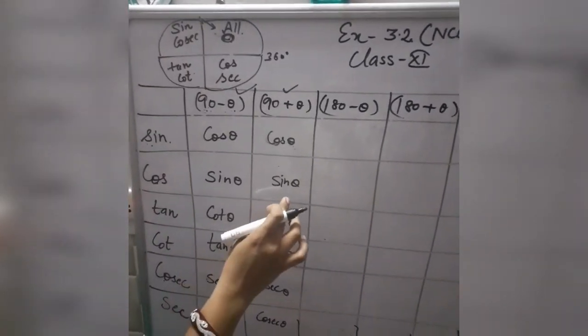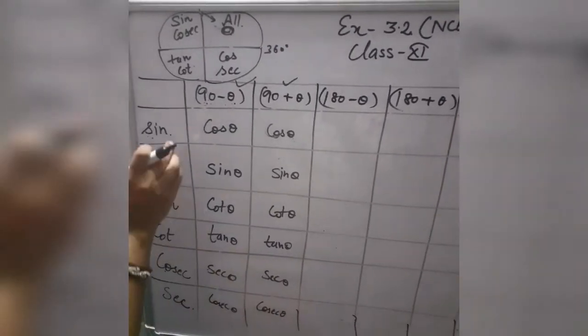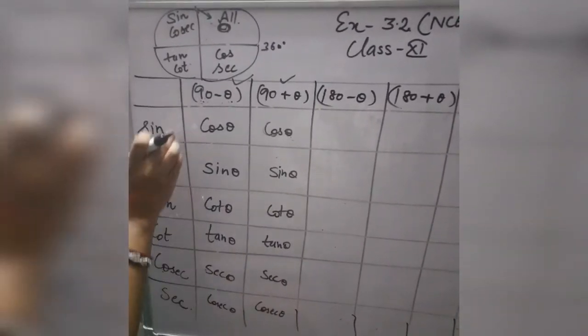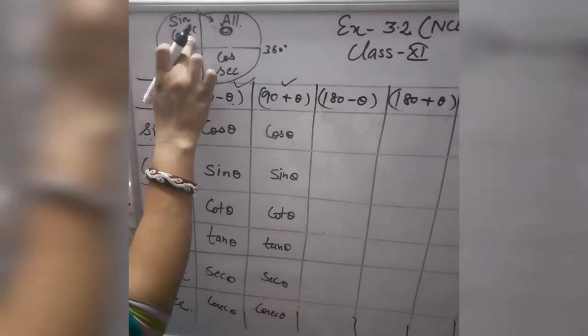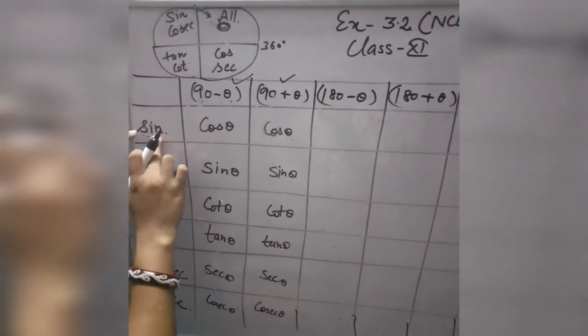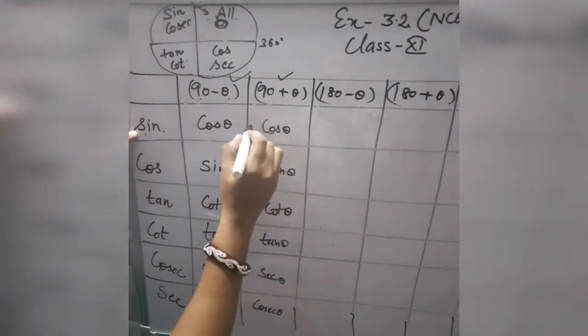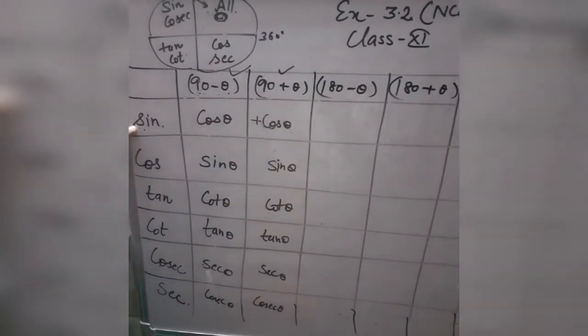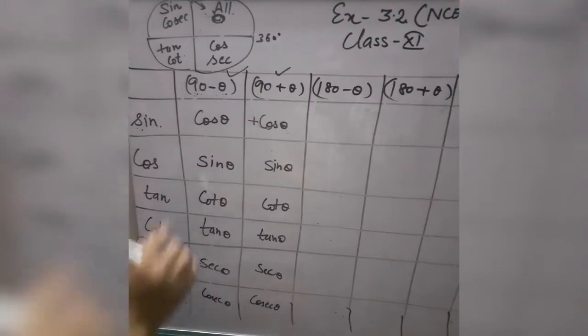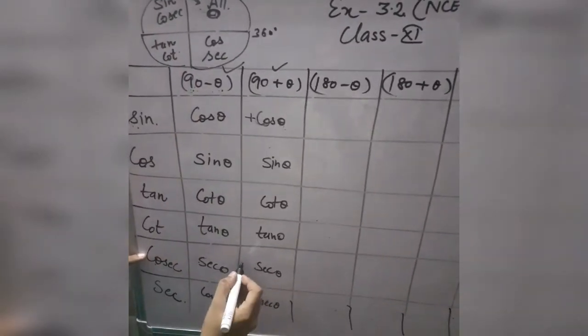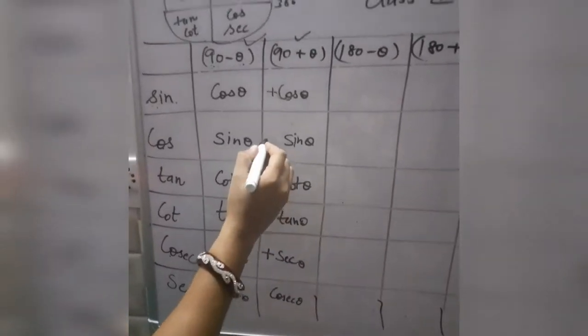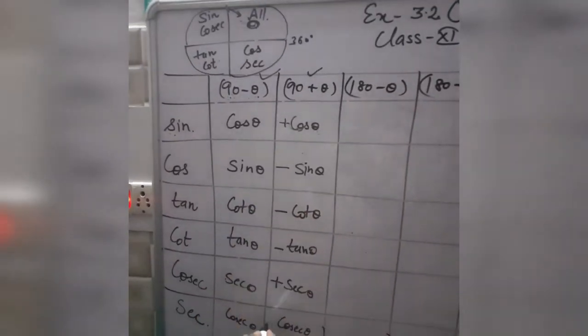So you will take sine and cosecant from this column. Sine is written here, and all of you know that in the second quadrant sine is positive, that's why this sine is changed into cos, but here you will take a positive sign. Similarly cosecant is also positive in the second quadrant, that's why in front of this, with this secant, you will take a positive sign, and the remaining 4 will be negative.